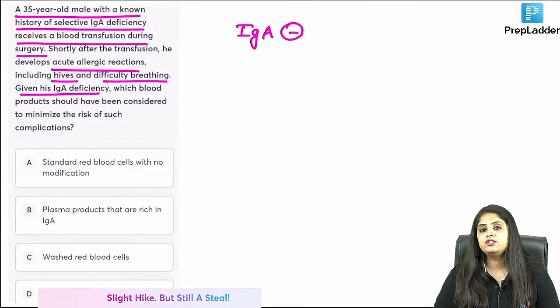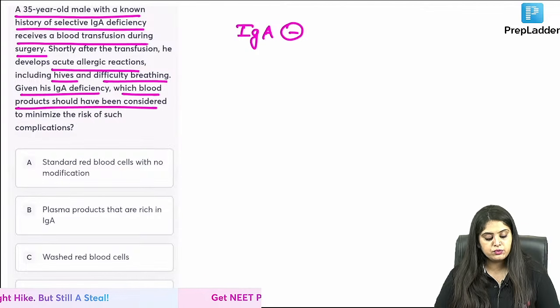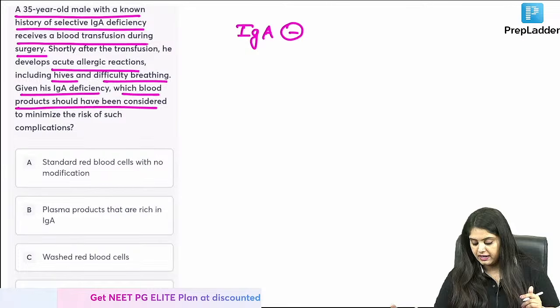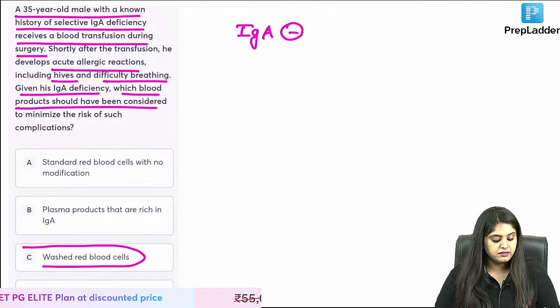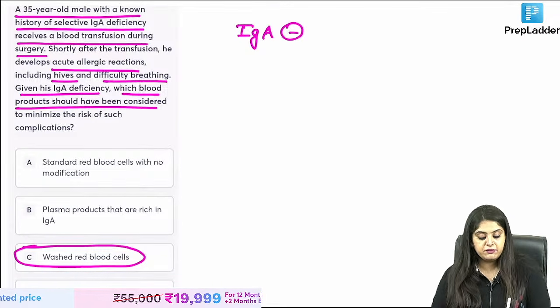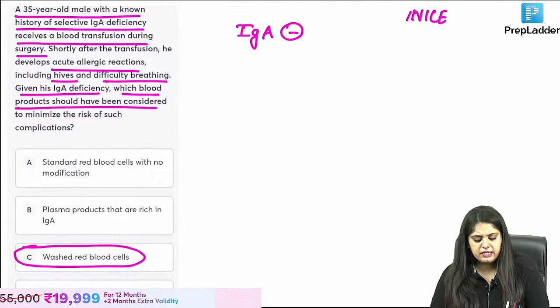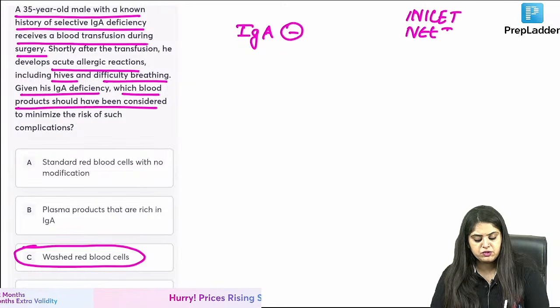Shortly after the transfusion, he develops a lot of allergic reactions like hives, difficulty in breathing. So given his IgA deficiency, which blood product should have been considered so that he wouldn't have had all these problems? Everyone has learned washed RBCs. For INI-CET students, even for NEET it's important, not very important for FMG this question.